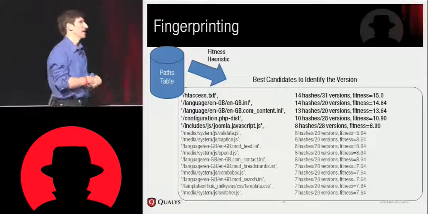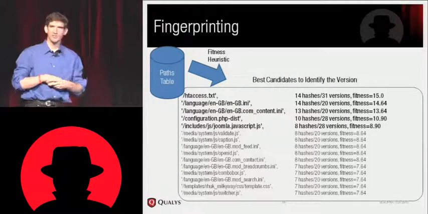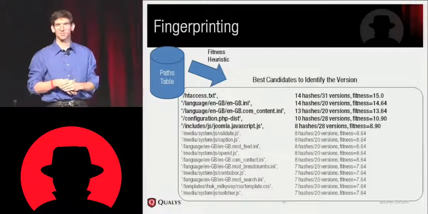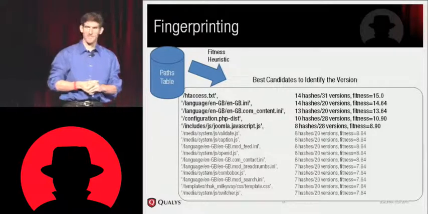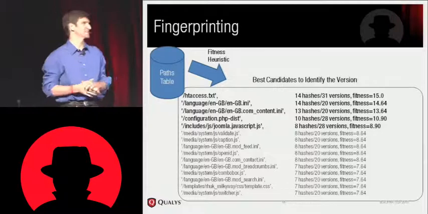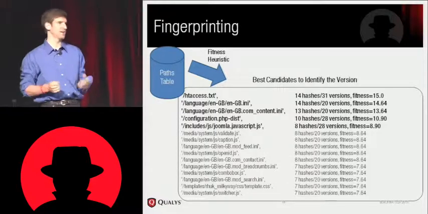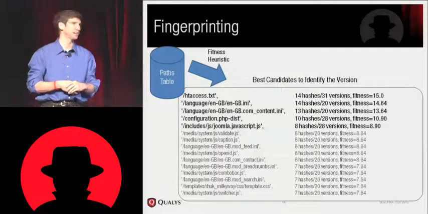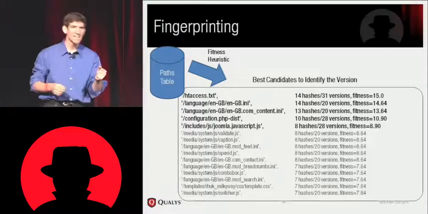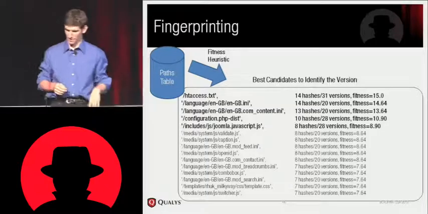So fingerprinting. What we don't want to do is look at all these possible files that could exist on a remote system and fetch them all. That would take forever and hundreds of megabytes and is unreasonable to do. What we want to do is surface a couple of files, 10 or 15 files, that give us lots and lots of information about what's there.